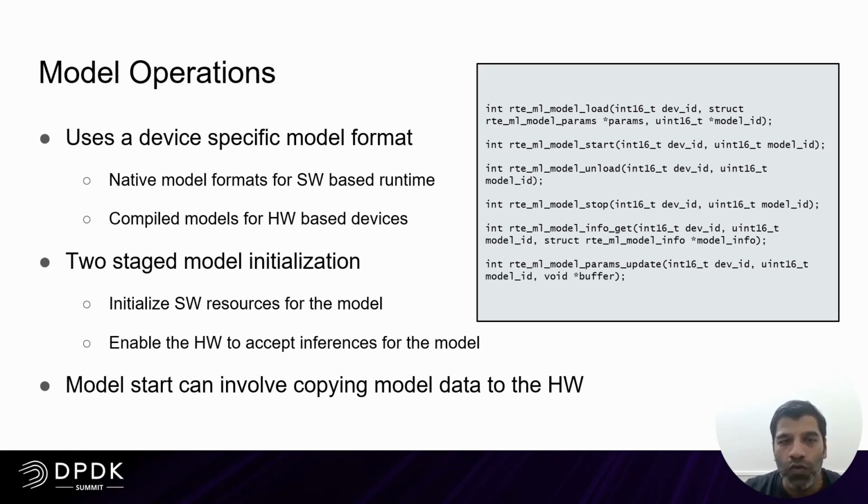Now, having this two-stage approach for enabling or disabling a model helps us optimally use the limited hardware resources on the device. For example, we can have multiple models loaded, but we can start only a limited set of models for which we want to run the inferences at that point of time. Right? So this would limit the use of hardware resources to only the models which are actually being used to run the inference operations.